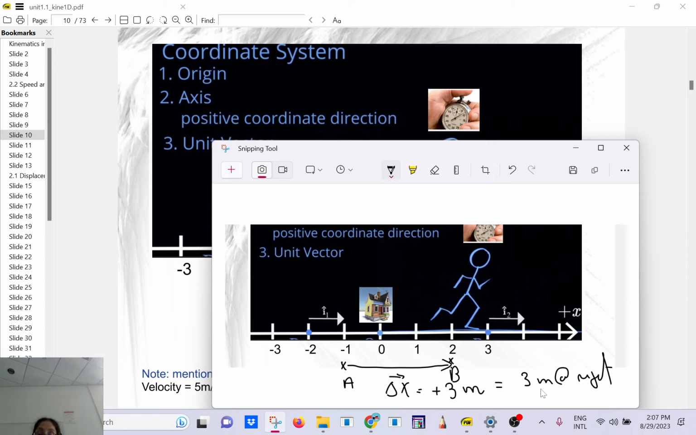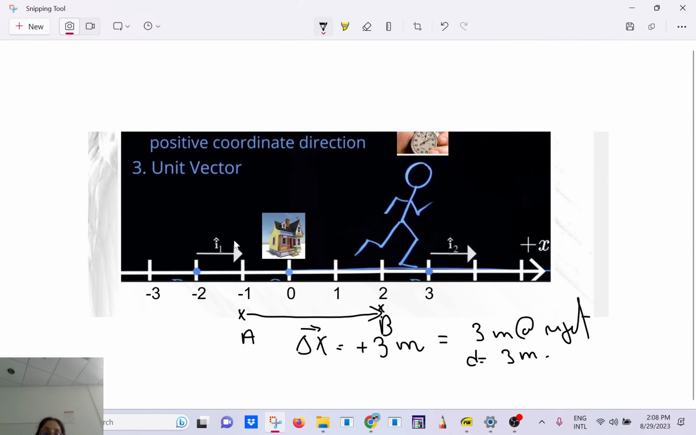Now, what's the distance in that case? Distance here, it's easy, right? It will also be 3 meters. But notice that the displacement has, of course, how much, a unit of what, and which way. A distance just has a magnitude and a unit. Is that clear?